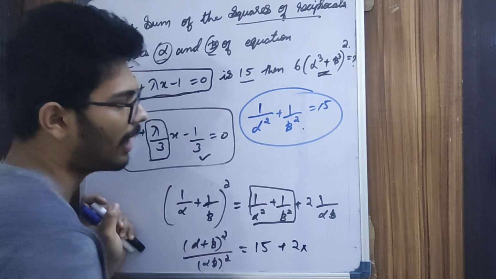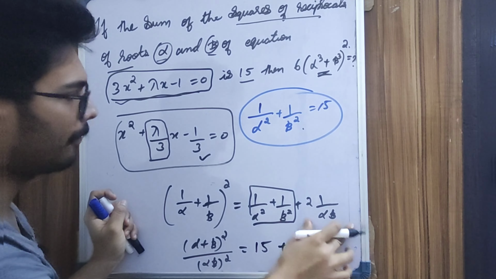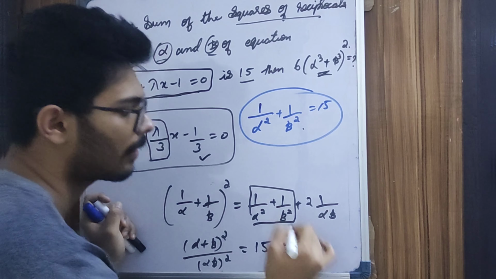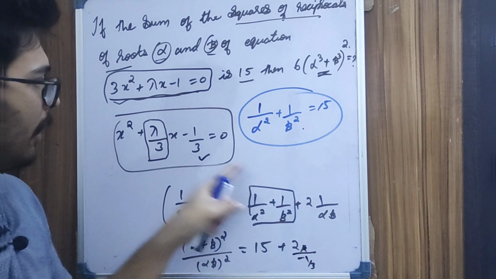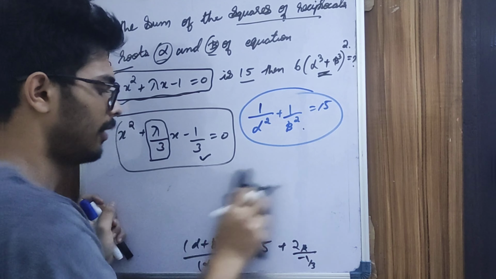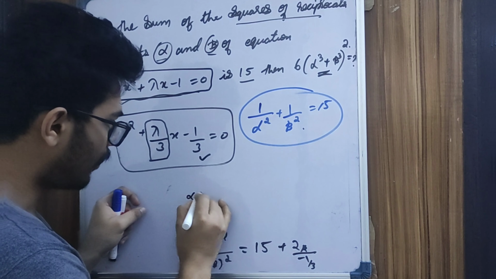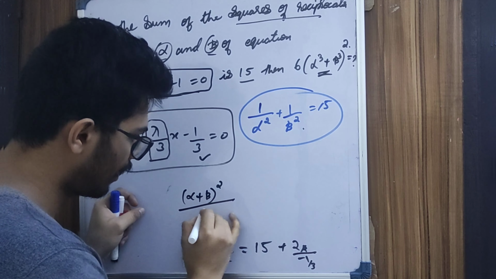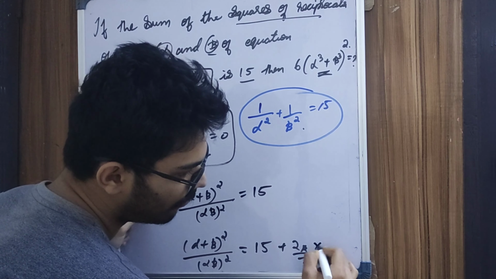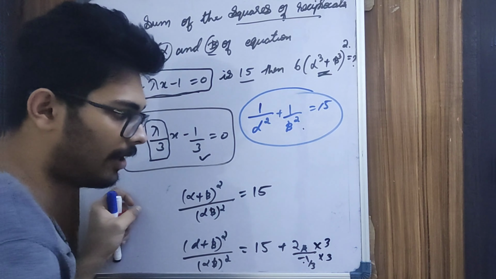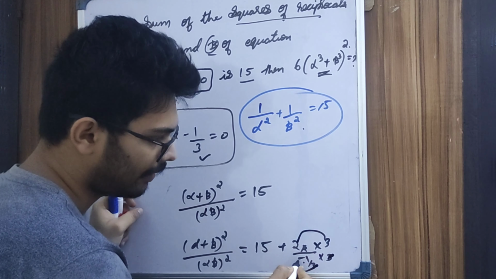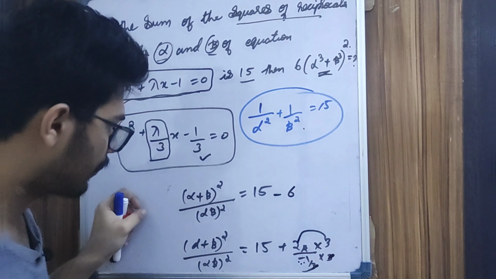Then 2 into 1 by alpha beta. What will be the value of alpha beta? It will be minus 1 by 3, since alpha beta is the constant term, minus 1 by 3. Now we can simplify this step. On simplifying, (alpha plus beta) the whole square divided by (alpha beta) the whole square is equal to 15 plus 2 into 1 by alpha beta. I am multiplying 3 on the numerator and denominator, and this 3 and this 1 by 3 will cancel, and it will be 6 with a negative sign, so minus 6.